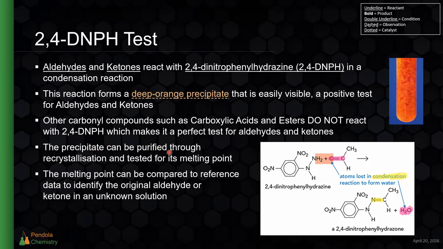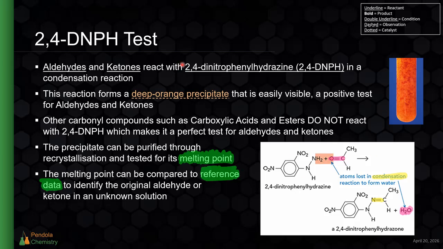The precipitate that is created, this orange precipitate, can be purified and recrystallized and tested for its melting point. So we can test the melting point of the precipitate to get a much clearer idea of what aldehyde or ketone the unknown originally was. So we can isolate it, dry it, and then test its melting point. We then compare that melting point to reference data, meaning a database with known melting points of these organic compounds, to identify what that original aldehyde or ketone was. So this is the 2,4-DNPH test. It's one of the tests that we can do to identify an aldehyde or a ketone.